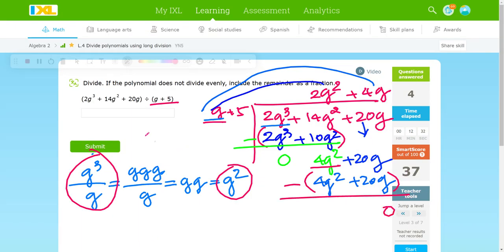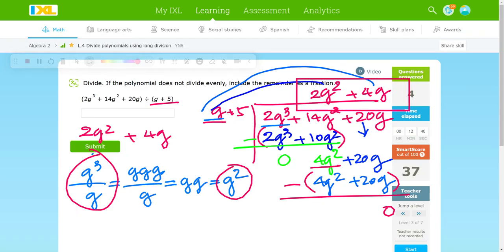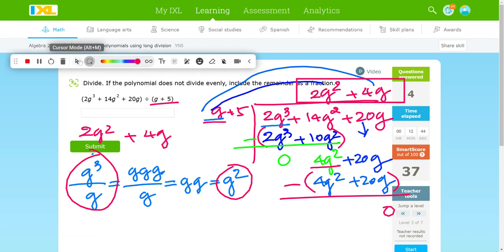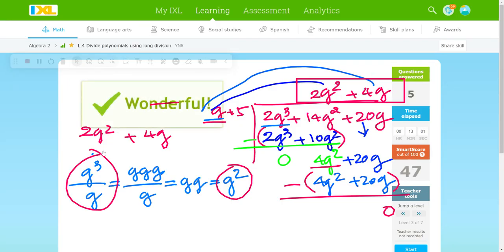So no remainder. So the answer is 2g squared plus 4g. So the answer is right here. Here we go. 2g squared plus 4g. So I get my pen over here, I put 2g squared and then move my cursor over, plus 4g. That's it. Done. Submit. Voila.